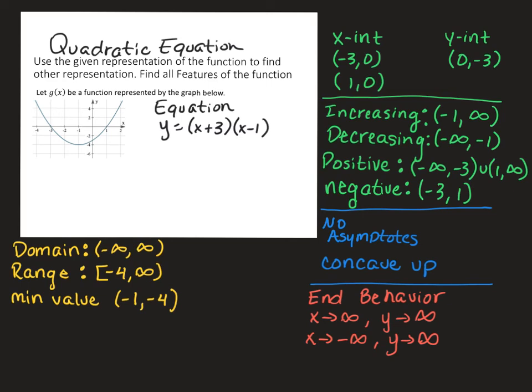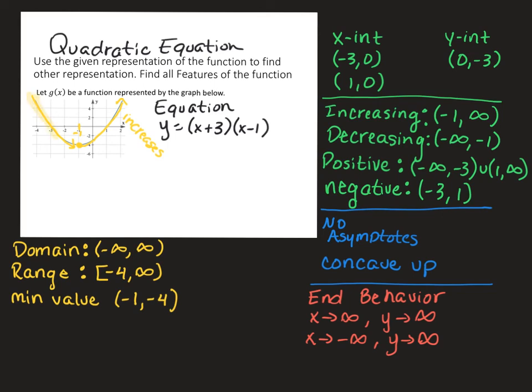For my increasing, it's really important to understand that when I'm talking about increasing, I'm talking about where the function is increasing. So starting at -1, the function increases from there. And it decreases before that -1 value. So it's decreasing until that -1 value. So from negative infinity to -1, it's decreasing. From -1 to positive infinity, it's increasing.